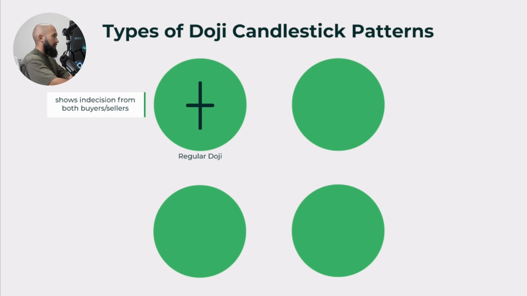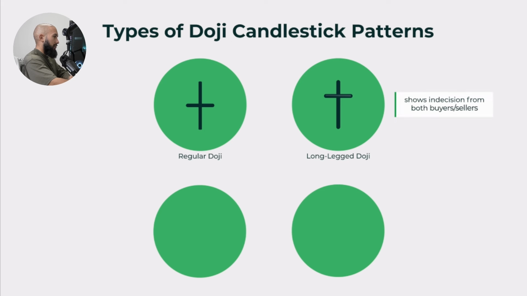The second type of Doji candlestick pattern we're going to have is the long-legged Doji. The only difference with this candlestick is that the body closes a little higher or a little lower versus closing nearly in the center. And we end up with one side of the wicks being short and the other wick being very long.